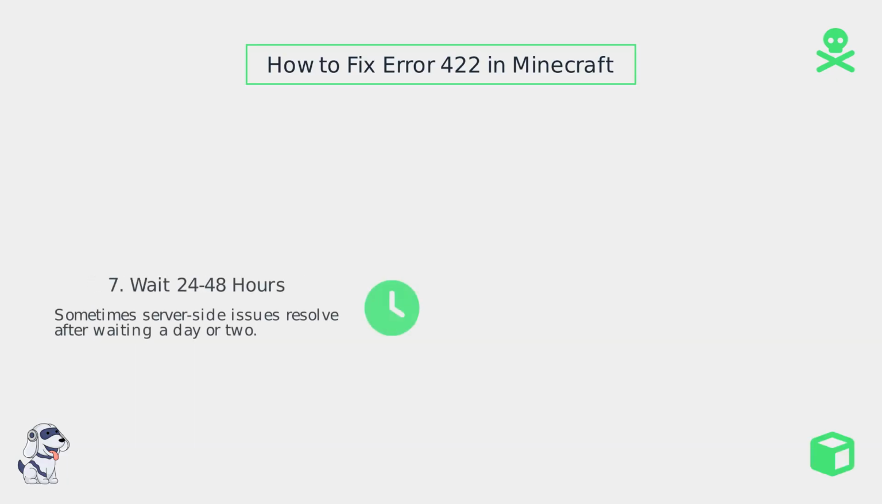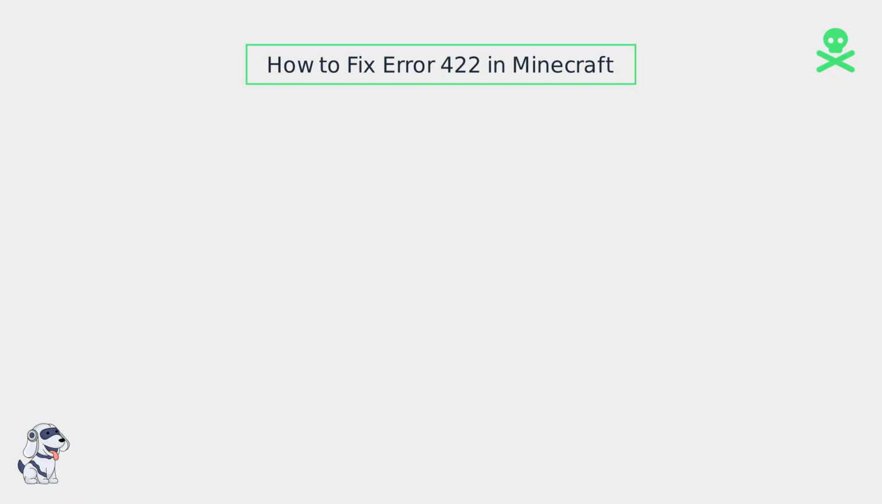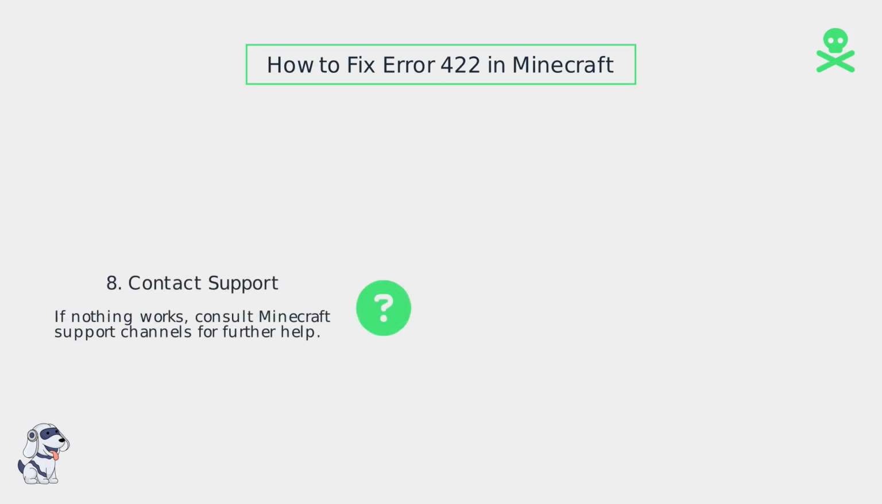If the issue persists, waiting 24 to 48 hours can sometimes resolve server-side issues. If none of these steps work, consult Minecraft support channels for further assistance.